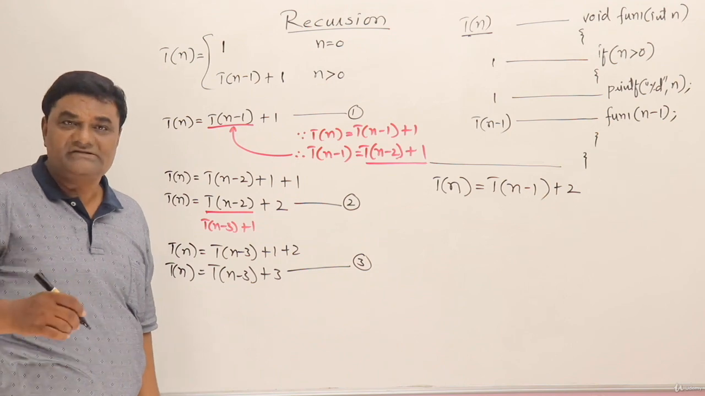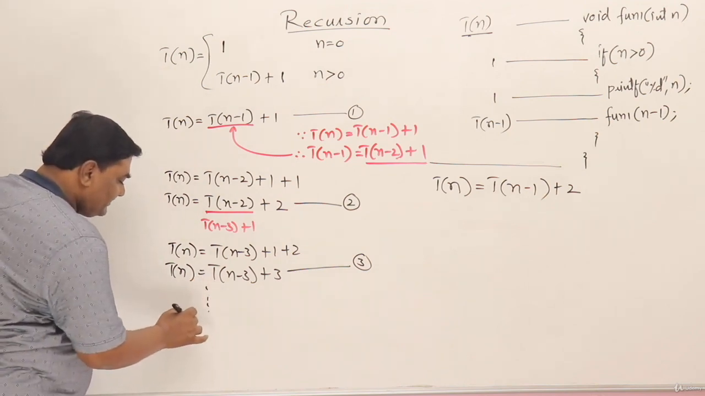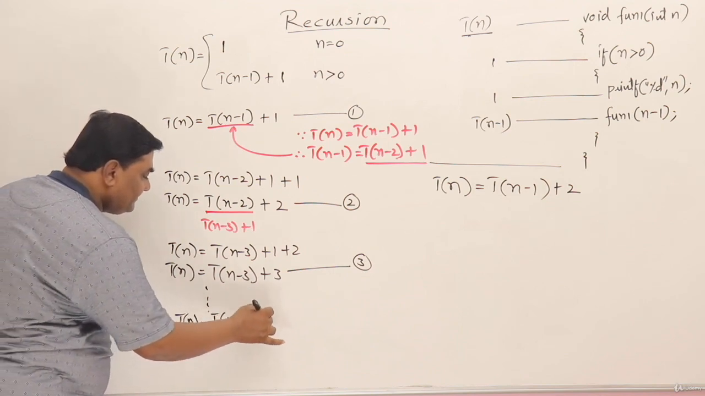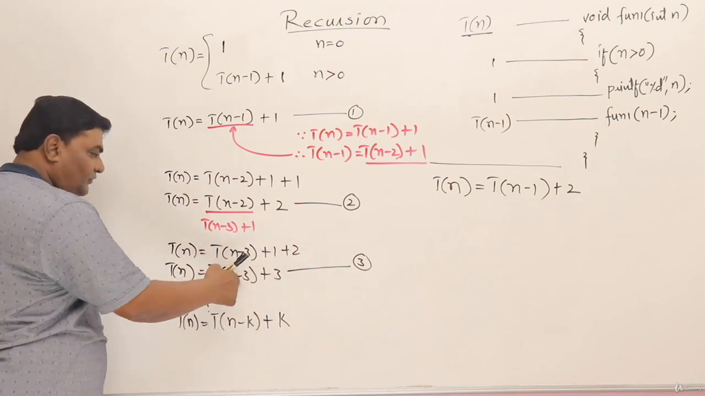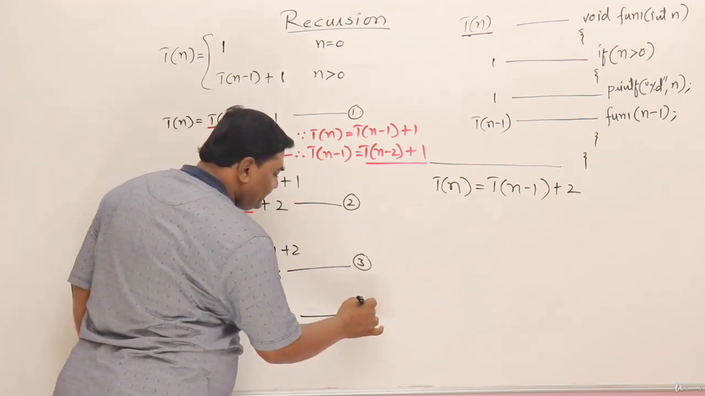How long should I do this? Let us continue it for k times. So k times: T(n-k) + k. Because this was 3, so this is also 3. If it is 4, then this will be 4. If this is k, then this will also be k. So the fourth equation I got.